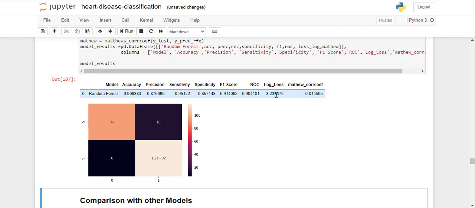And Matthews correlation value ranges between -1 to 1. So if your value is more toward positive one, then it is a good model. So it has done a pretty good job. Next, we'll be comparing with our other models.